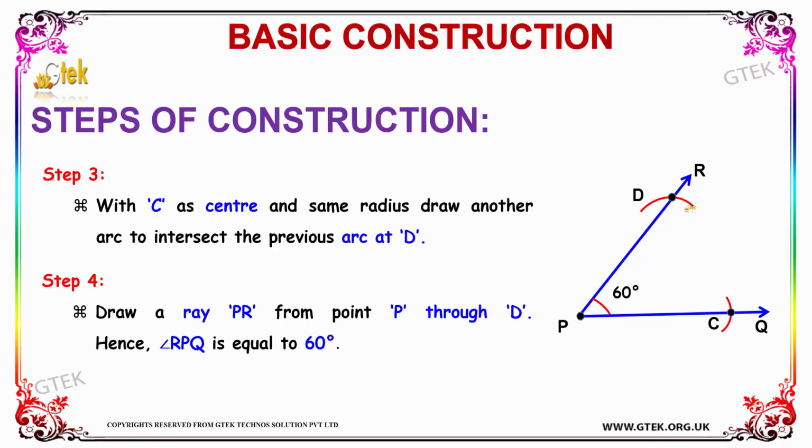The next step is to draw a ray PR from the point P through D. This is D, so through D. Hence, we can find that angle RPQ is equal to 60 degrees.